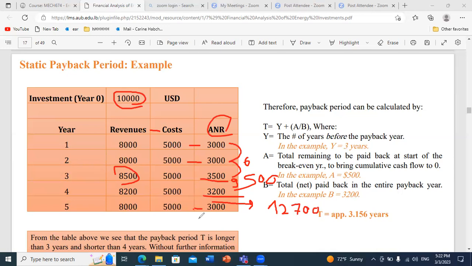So I will not say that the payback period is 4, because we have a larger amount. After 4 years, we have already recovered the investment and started to gain money. We already gained $2,700. So it's 3 point something.